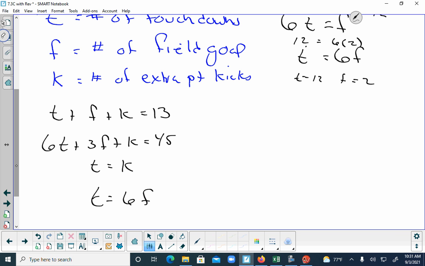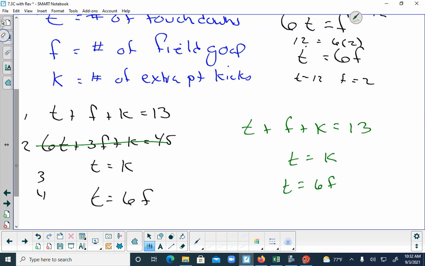Brent, which one do you want to cross out? You don't get to cross out a letter. I have 1, 2, 3, 4. Which equation would you like to cross out? Okay, so he's crossing out equation 2. So that's the one he's crossing off. So we're left with T plus F plus K is equal to 13. We're left with T is equal to K, and T is equal to 6F.